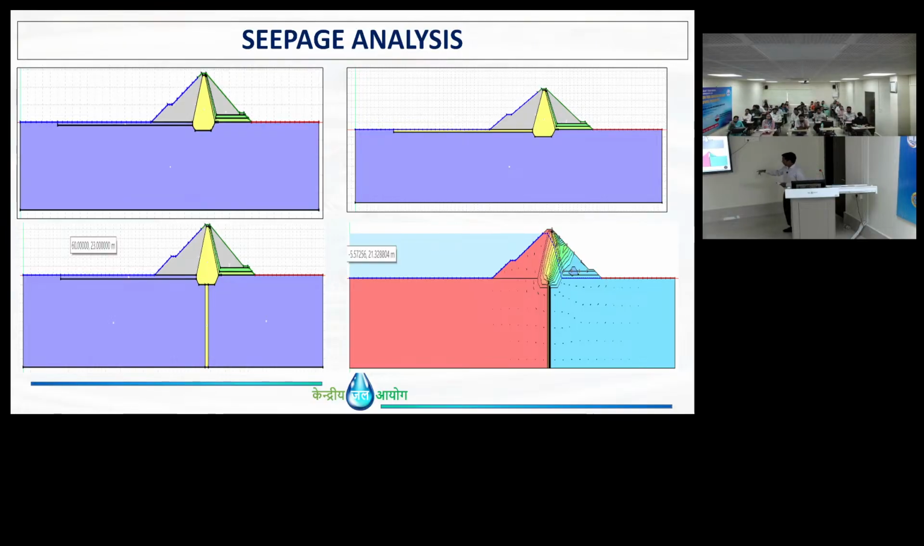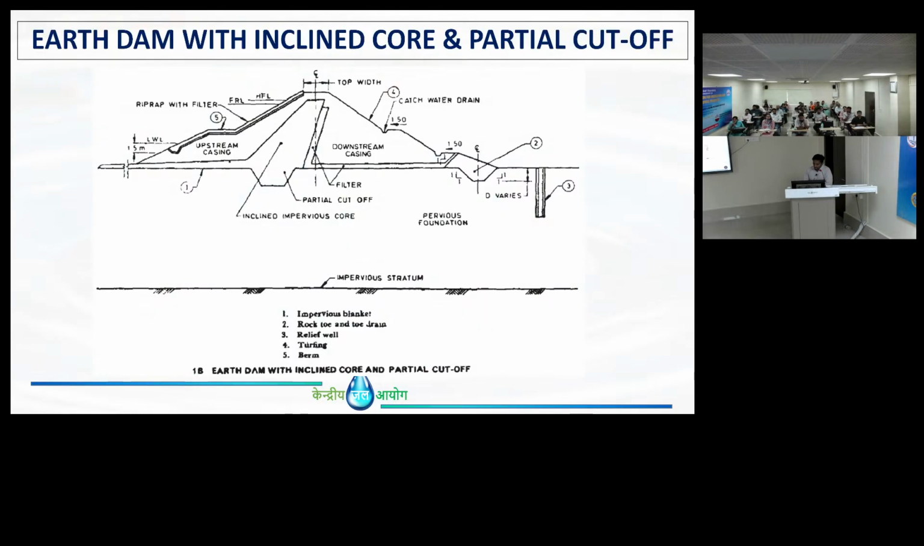You can see the different cases we have done. You can see the clay core up to this level, the clay core extended up to the upstream blanket, and a complete full diaphragm wall type. If the dam height is, let's say, 50 or 60 meters, obviously there will be some seepage. Water is a precious thing, right? We are planning a dam to store water, to irrigate, for hydropower, but your entire water is going through the seepage.